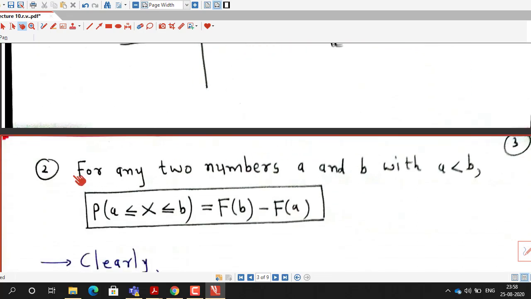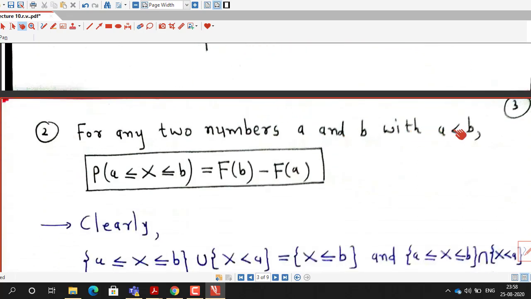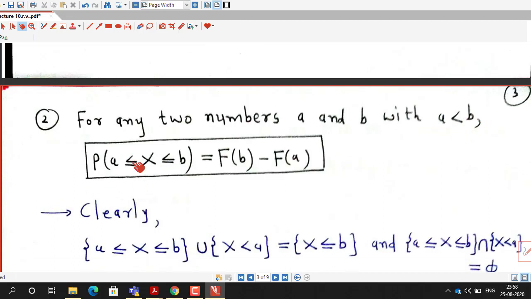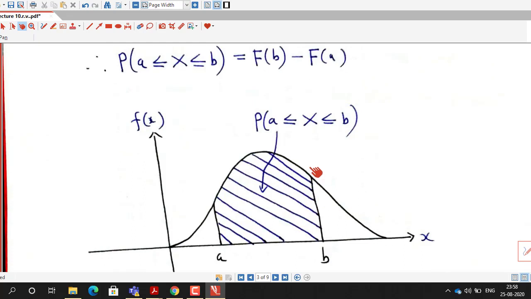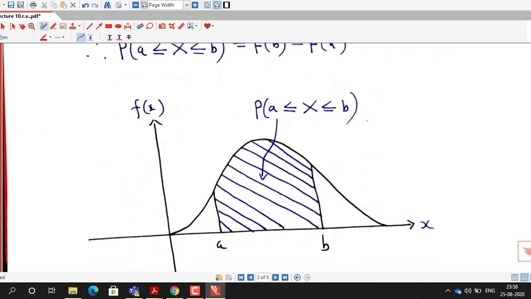Another important remark: if we take any two real numbers a and b where a is less than b, then the probability of the event that capital X lies between a and b is given by F of b minus F of a. This we can also understand from this figure. If I consider this event, a less than or equal to X less than or equal to b, then the probability of this event is nothing but this shaded area.